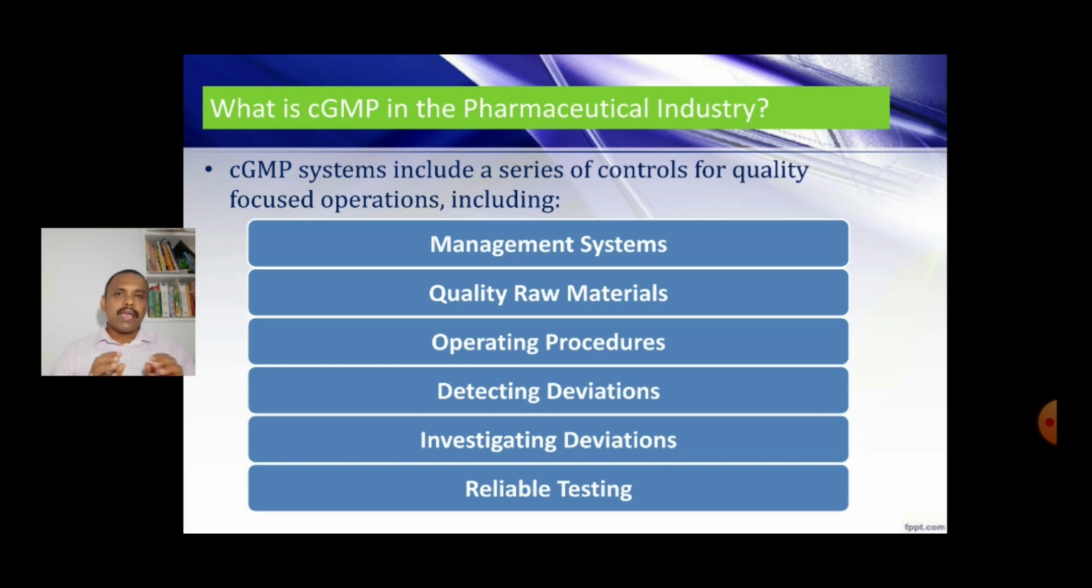And reliable testing is also required. The quality control department should be strong enough to do the reliable testing. This is why we say that CGMP is important. When all these parameters are considered, CGMP ensures all the processes of manufacturing are being covered under the CGMP guidelines.